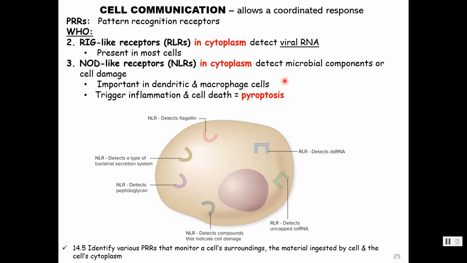There's a bunch of different types. Your book kind of focused in on what happens in dendritic or macrophage cells when they detect things inside of them. So when they detect flagellin or bacterial secretions or peptidoglycan inside of them, they're going to go through a special kind of death and basically sound the alarm. So they're going to trigger inflammation and cell death, and so pyroptosis, and that is going to be in the next lecture. So I'm just kind of throwing that out there.